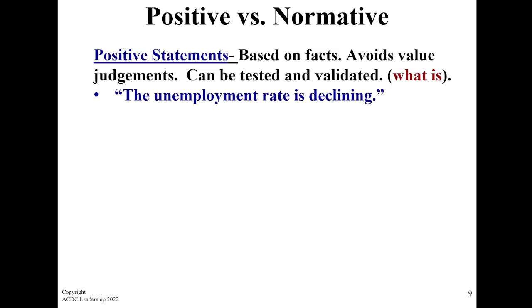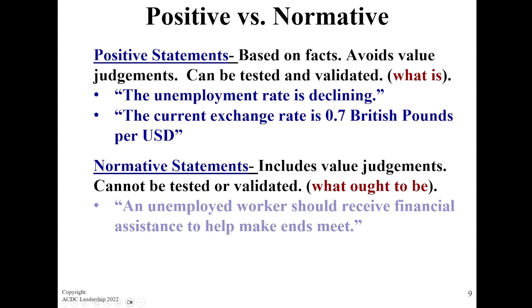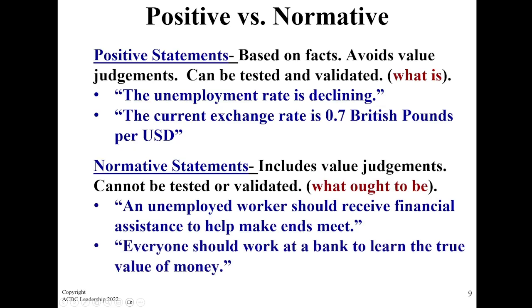And then normative statements include value judgments, which essentially means that it can't be tested or validated, but it's a theory. So, for example, an unemployed worker should receive financial assistance to help make ends meet, or everyone should work at a bank to earn the true value of money. Can't be tested or validated, but it's a theory, it's an educated theory.